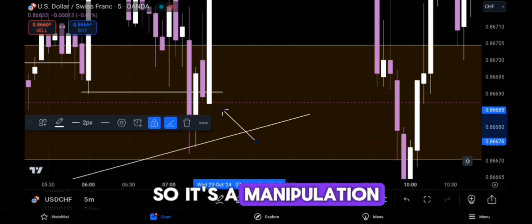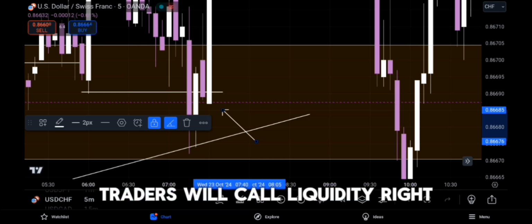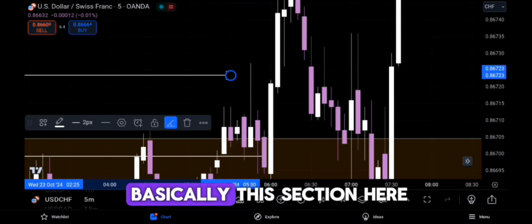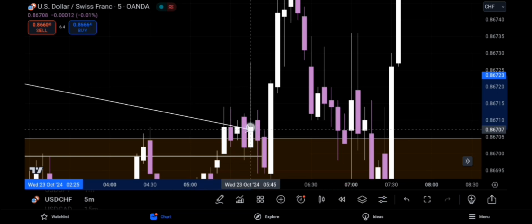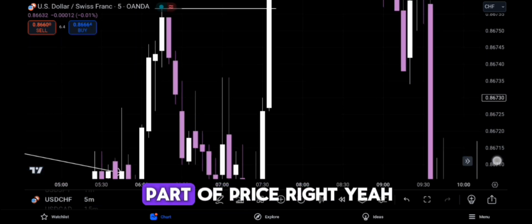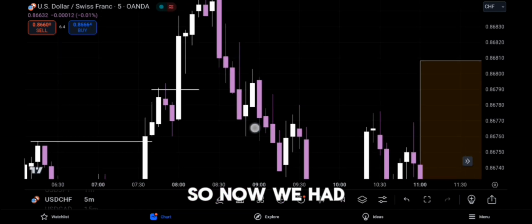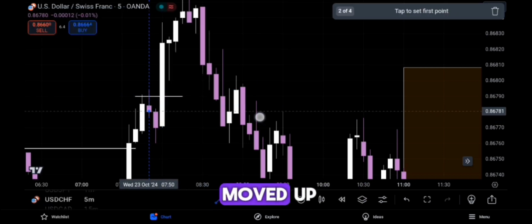So it's a manipulation. Price went there to pick up what institutional traders would call liquidity, right? So this section here was basically a trap. But we are not going to concern ourselves with that because we did not wake up to meet that part of price. So now we had this high and price moved up, came back down.